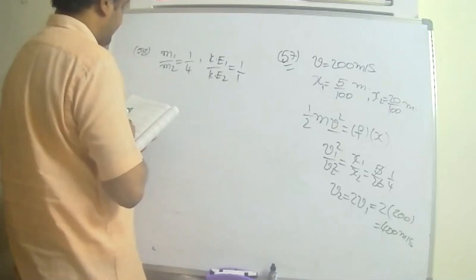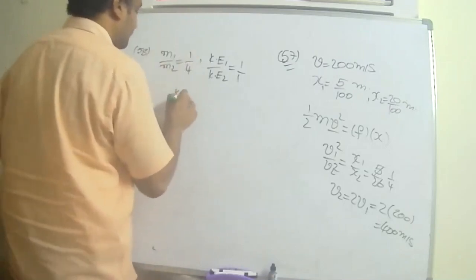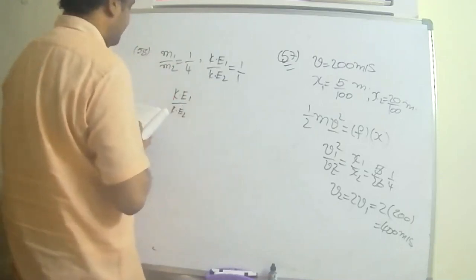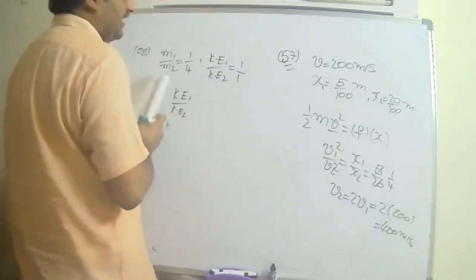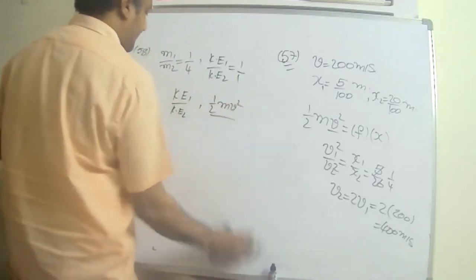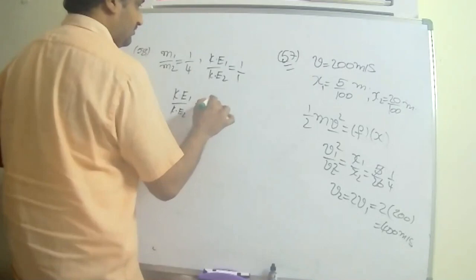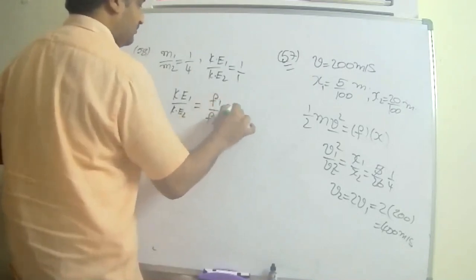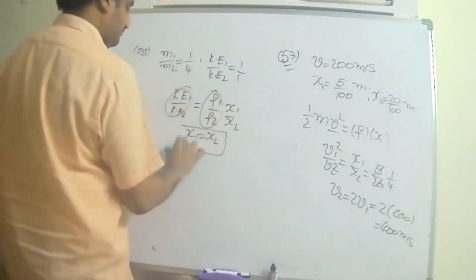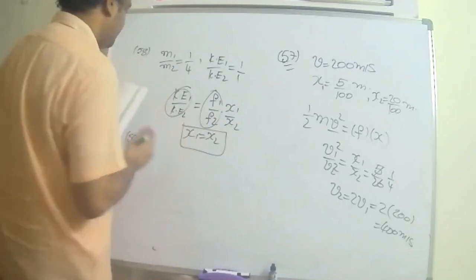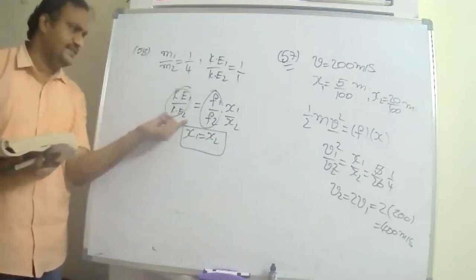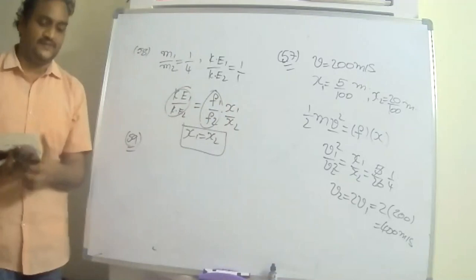Kinetic energy same. Kinetic energy same means half mv square, the formula is half mv square. So retarding force is also same. KE1 by KE2 is equal to F1 by F2 into x1 by x2. This same, this same. X1 by x2 also same. So both will stop at same distance. Heavy or light, kinetic energy depends on mass. So kinetic energy same, retarding force same, so displacement also same.